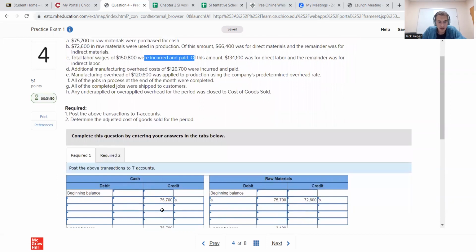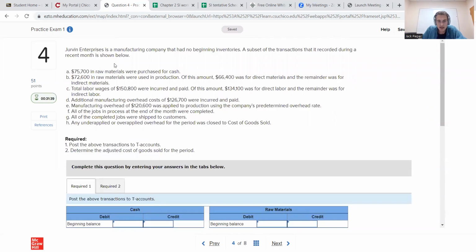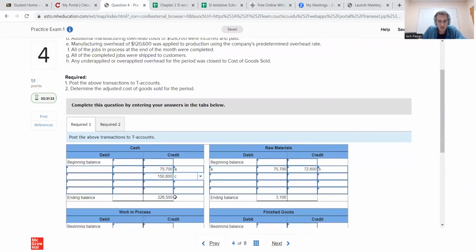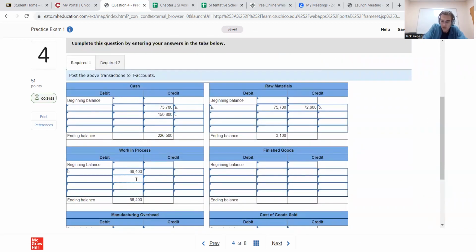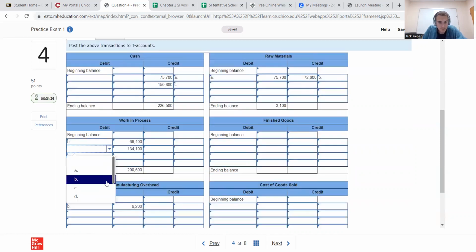So let's first start out here. On our cash account, we're paying our people 150,800. Okay, that is C. All right, and now we've got to divide up the cost of where they go. So the 134 was directly to the work in process. So 134,100. Again, that'll be C.